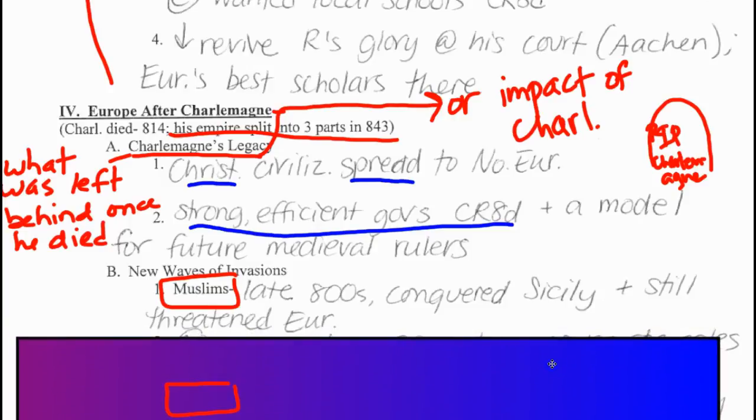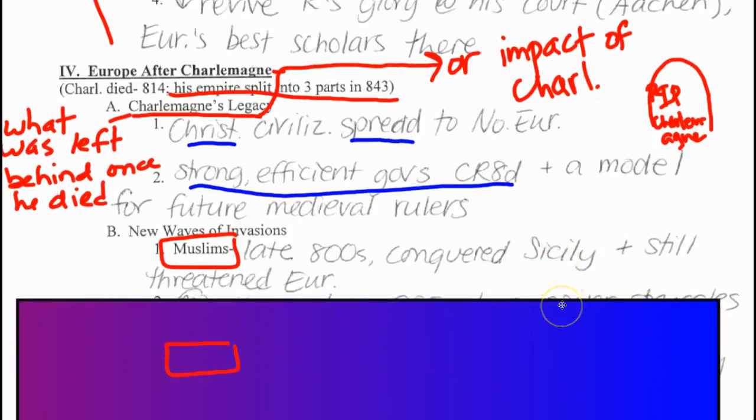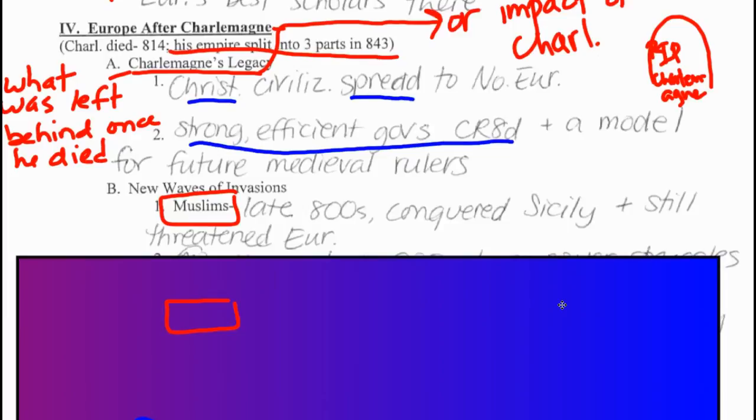It gives you there spreading Christianity and strong, efficient governments created, and he gave examples of how other rulers could rule, other medieval rulers. This last section talks about invaders that invaded parts of Europe, especially once Charlemagne had died, and Europe was a little weaker again.